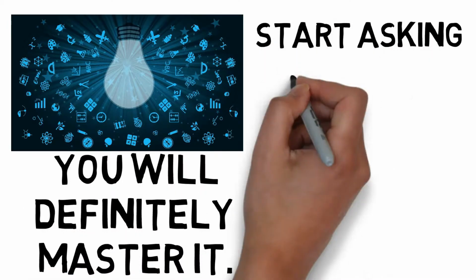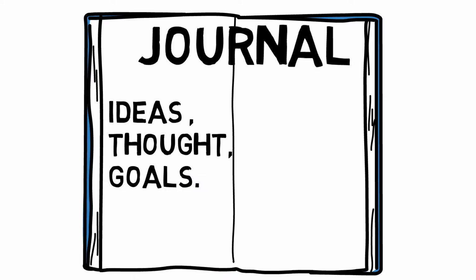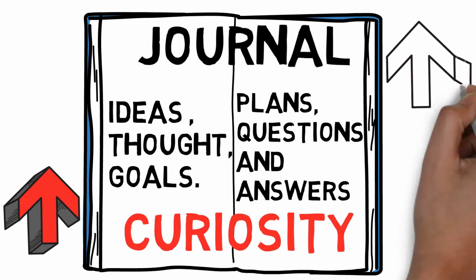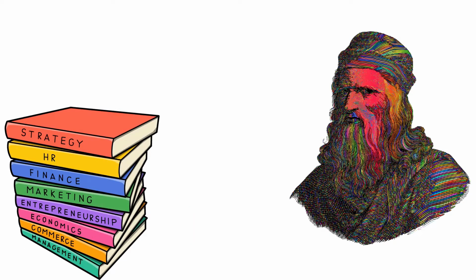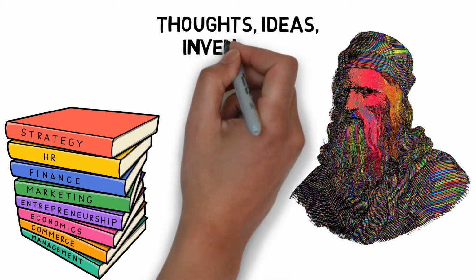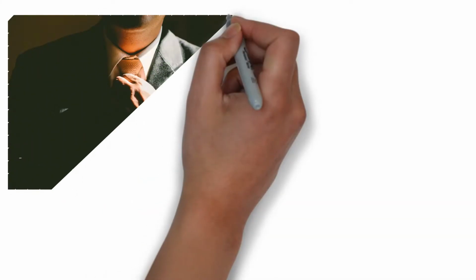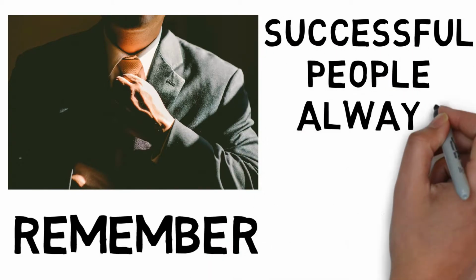So, start asking questions about the skill or subject you are curious about and try to find out the answers to those questions. Author says to maintain a journal in which you write your ideas, thoughts, goals, plans, questions and answers. By this, your curiosity level will increase and you will also complete the first principle. And this is what Leonardo da Vinci had done. We find many journals maintained by him in which he writes his thoughts, ideas, inventions, goals, plans, drawings, questions and answers. And this step can also be seen in many successful people. Remember, successful people always maintain a journal.